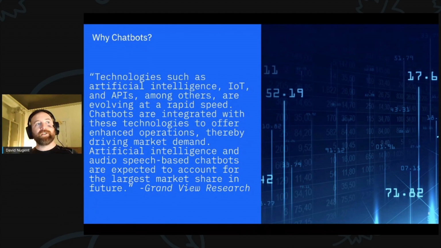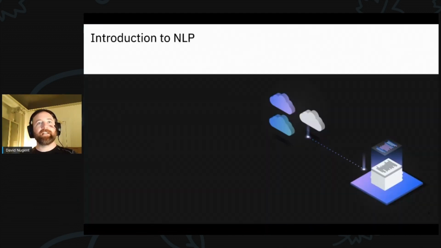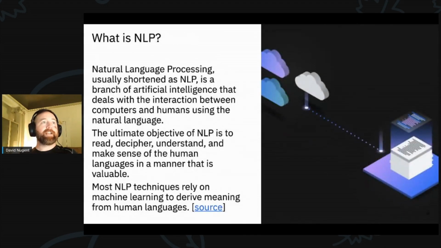And when we're talking about customer service, audio speech-based chatbots, and artificial intelligence, that's where natural language processing is really important. And so what we're going to do today is link up our Twilio chatbot. Twilio does a lot of stuff with text messages and messaging and chat. We're going to link it up to our IBM Watson natural language processing. Natural language processing is the branch of AI that deals with the interaction between computers and humans using natural language. And the ultimate objective is to read, decipher, understand, and make sense of human words.